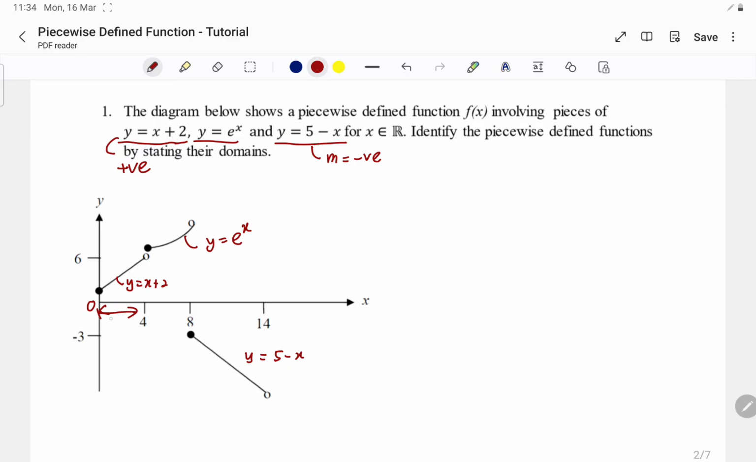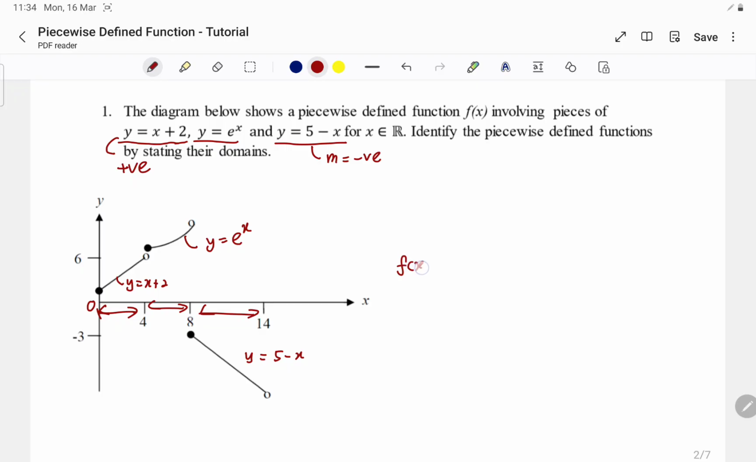Once you have all these three, you can already see that from 0 until 4 it is for the function y = x + 2. For 4 until 8, it is for y = e^x. Another one is 8 until 14 for the function y = 5 - x. Then you can write in the form of piecewise.